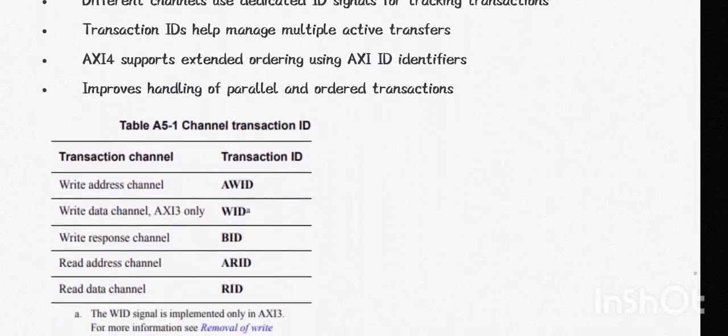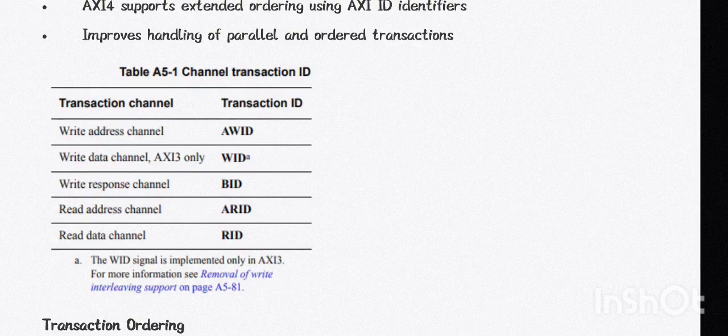Transaction ID. Each AXI transaction channel has its own transaction ID. Different channels use dedicated ID signals for tracking transactions. Transaction IDs help manage multiple active transfers. AXI4 supports extended ordering using AXI ID identifiers. It improves handling of parallel and ordered transactions.